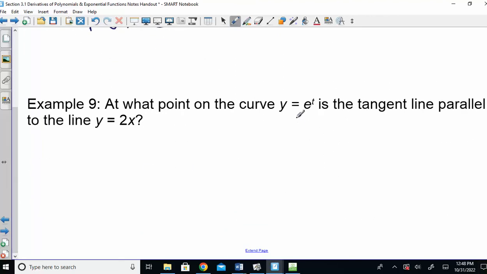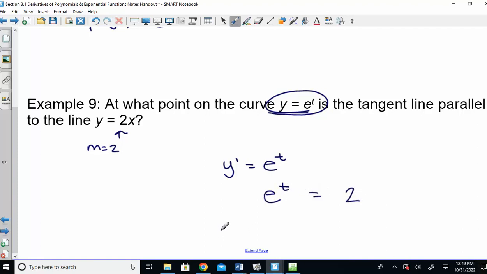I want to know when, looking at that graph, the tangent line is parallel to the line y equals 2x. What does parallel mean? Their slopes are the same. What is the slope of this one? 2. So I'm basically asking you, when does the tangent line have a slope of 2? How do you get the slope of the tangent line? Derivative. So the derivative of e to the t is e to the t, and I'm asking, when does e to the t equal 2?